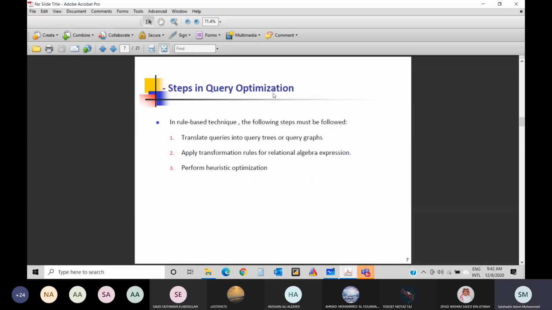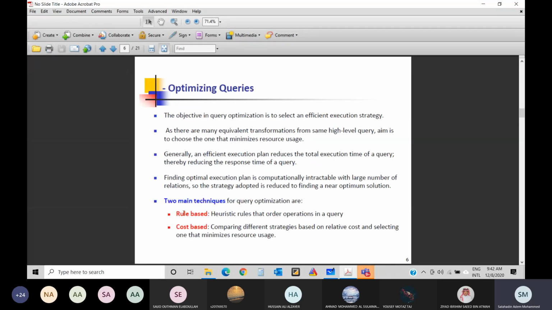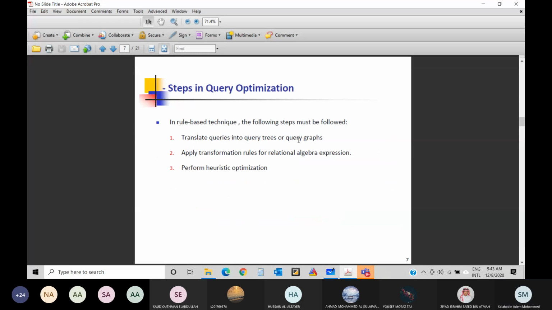Steps in query optimization. I'm talking now about rule-based. We are not going to talk about cost-based. Right now we will talk about rule-based. How does it optimize only based on rules? This means there are some rules they use, and they just follow the rules and you will get a good execution. Not the best, but a good one. What are the rules? The rules are the following. For the rule-based techniques, the following steps must be followed.